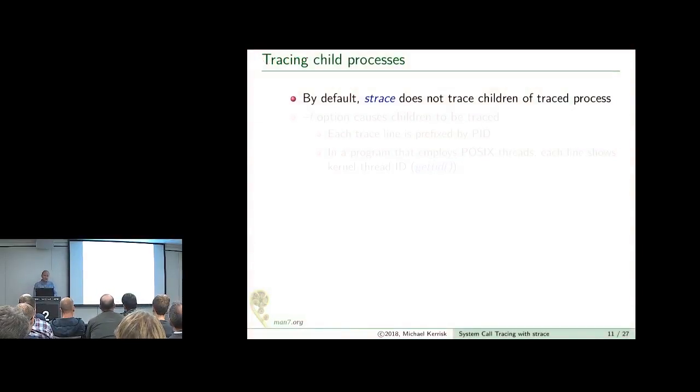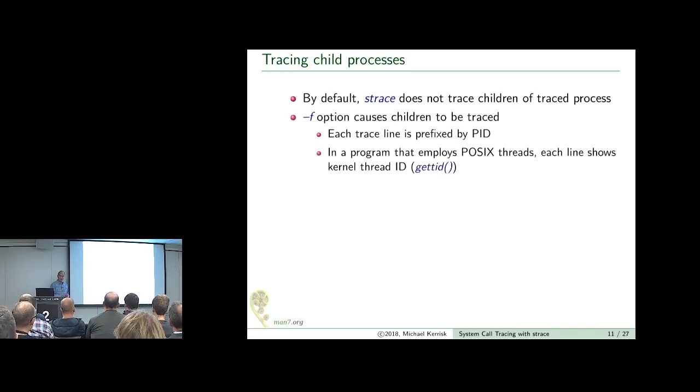Okay. Now, by default, when we use strace to trace a program, what we'll see is the system calls made by the process that executes that program. If that program creates child processes, by default we don't see the trace output for those child processes. But we can ask to do so. We can say strace -f, and then we see not only the program that we started tracing, but also the child processes that it creates.